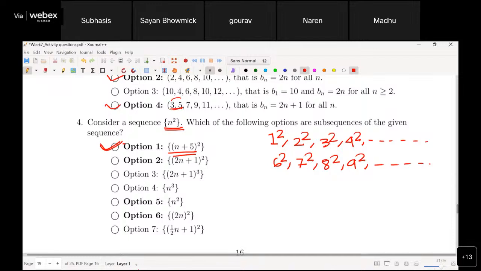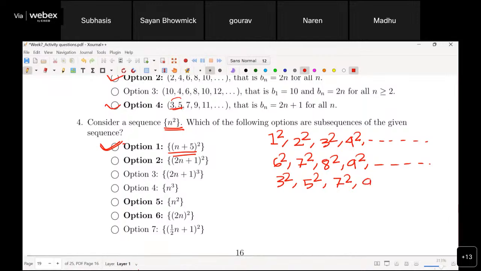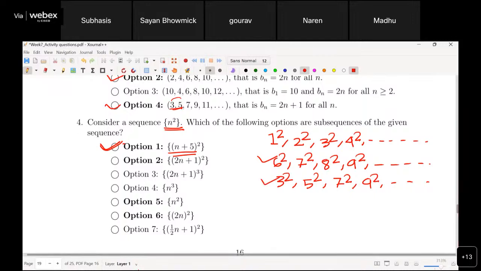What about option 2? If we write option 2, what am I getting? 3 square, 5 square, 7 square, 9 square. Again, I am deleting a lot of elements, and at the same time I am maintaining the order. So this is a subsequence. What about option 3?